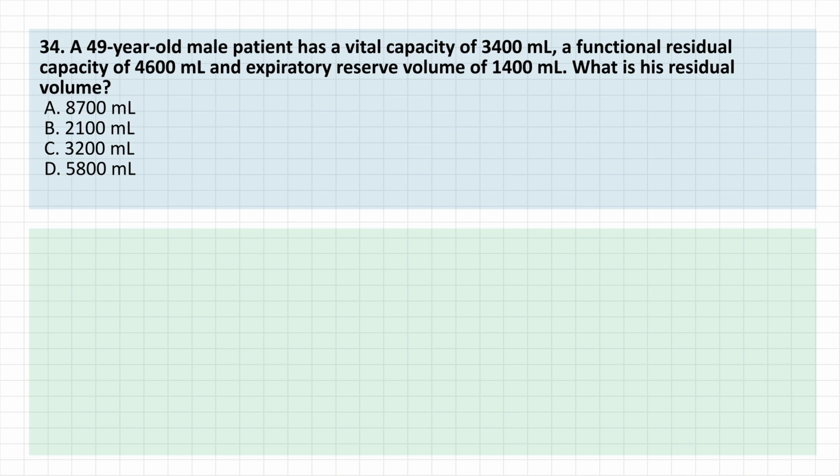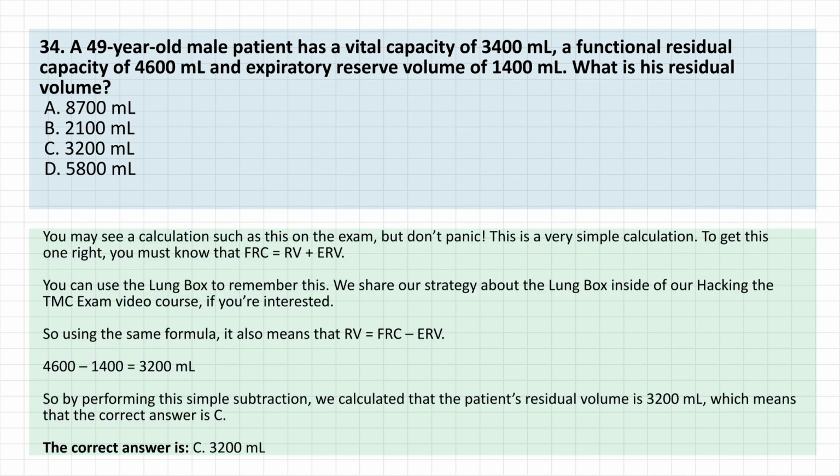34. A 49-year-old male patient has a vital capacity of 3,400 milliliters, a functional residual capacity of 4,600 milliliters, and expiratory reserve volume of 1,400 milliliters. What is his residual volume? A. 8,700 milliliters. B. 2,100 milliliters. C. 3,200 milliliters. D. 5,800 milliliters. The correct answer is C.